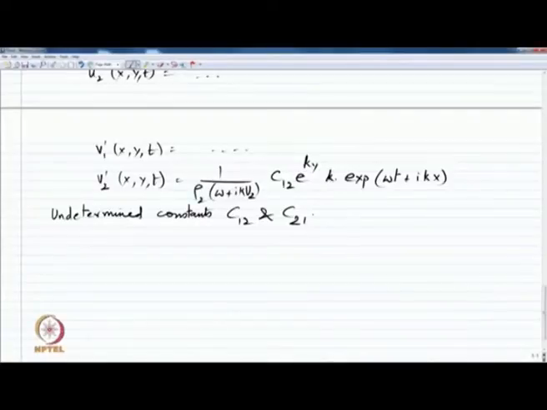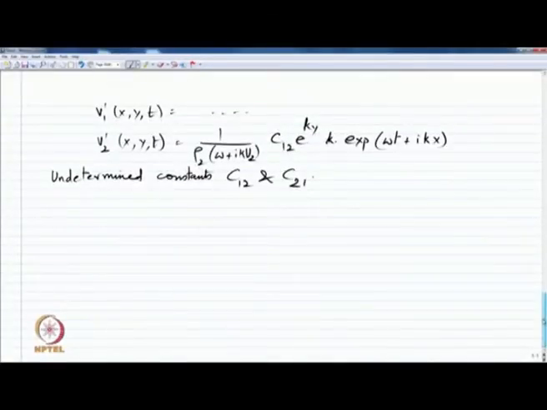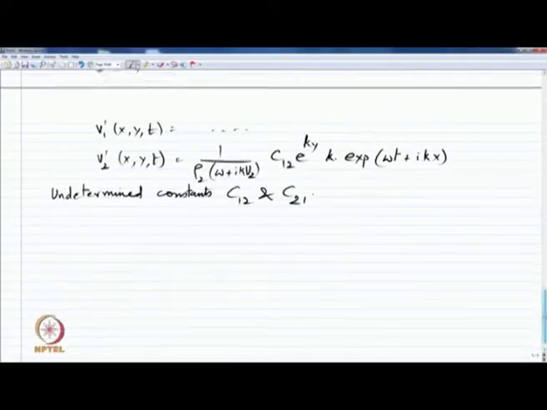That is our goal. We do not want C 1 2 and C 2 1 to become 0, because if they become 0, then we are left with the trivial case that the base flow alone persists. We want to introduce a perturbation and study whether the perturbation will grow or decay. For that purpose, we do need C 1 2 and C 2 1 to remain non-zero. Okay. So, let us now write down our kinematic boundary condition.